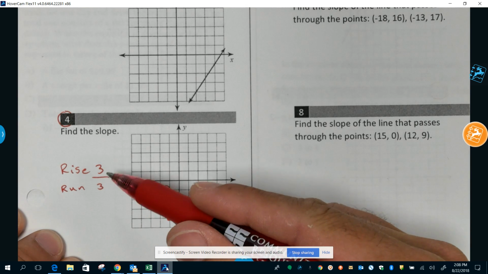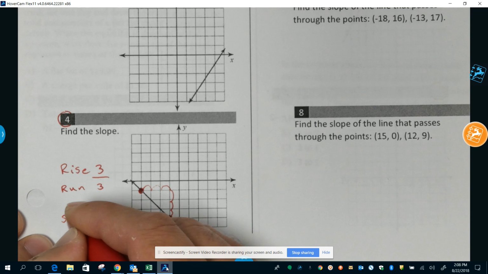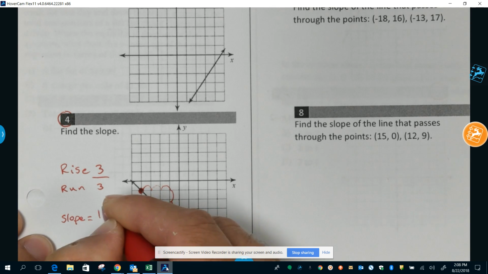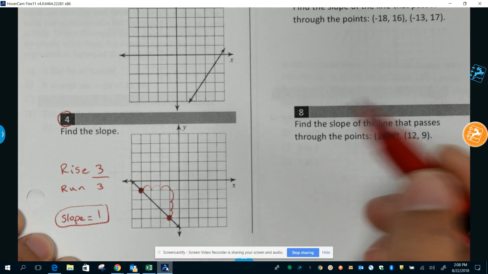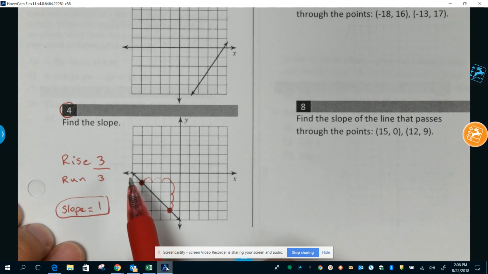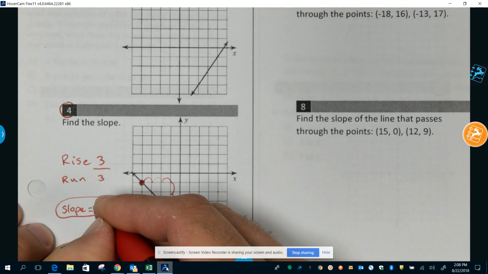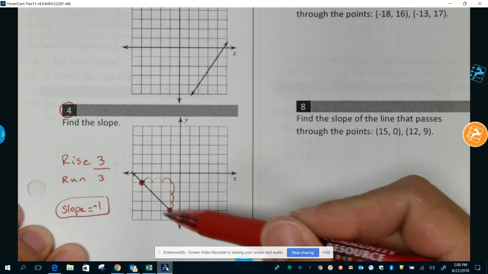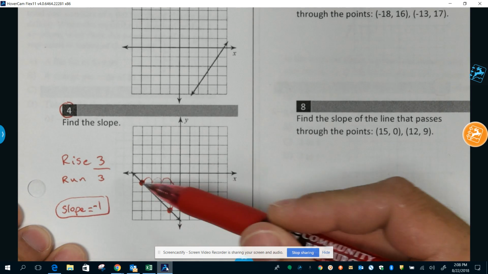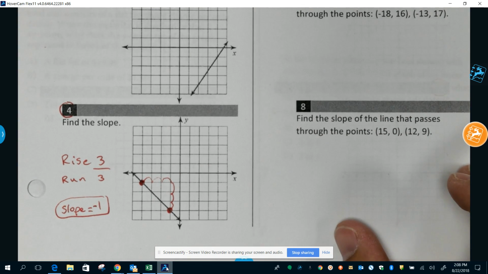Okay, and obviously the fraction 3 over 3 reduces to 1. So my slope is 1. Now, however, this slope, reading from left to right, is going downhill, like Jacob should be doing while he's playing linebacker, playing downhill. Downhill slope tells us that that's actually a negative slope, so our slope here is actually going to be a negative 1 for that problem.